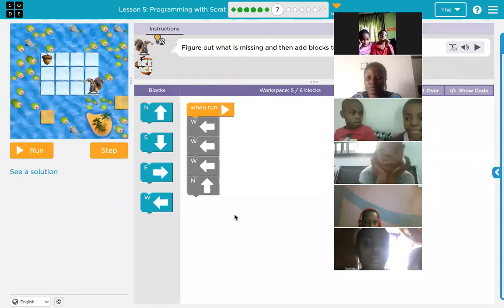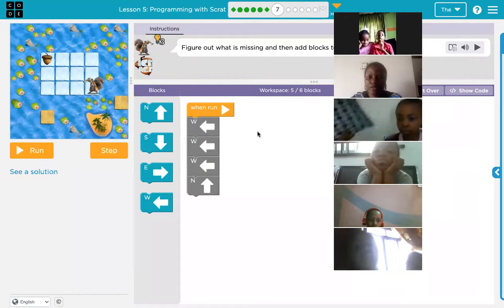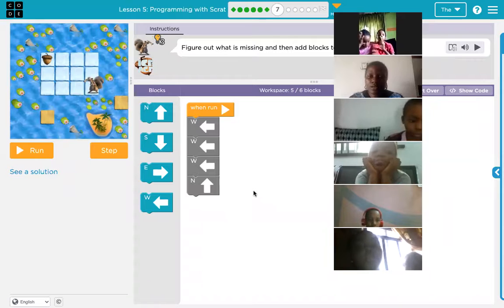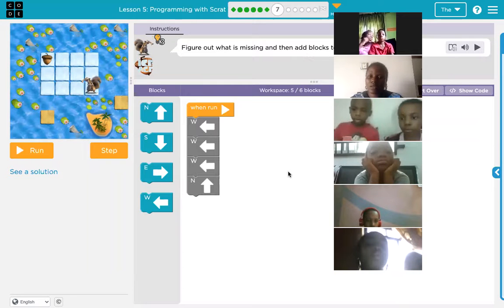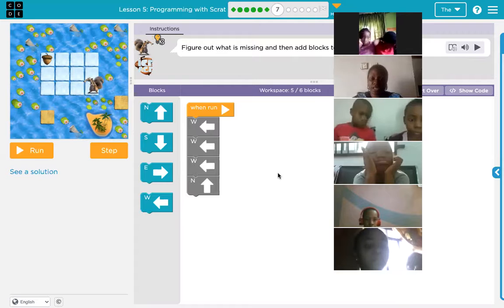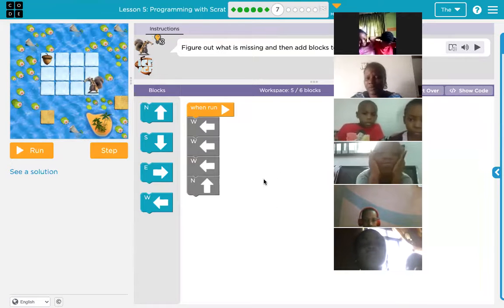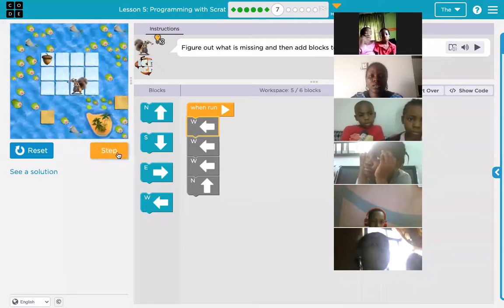Debugging is finding and fixing errors. Amazing. Very, very correct. Debugging is finding and what? Fixing errors. Let us understand that. So if you see that any of your steps are not working, just click on what? Click on step, and you will see the right thing you need to do.